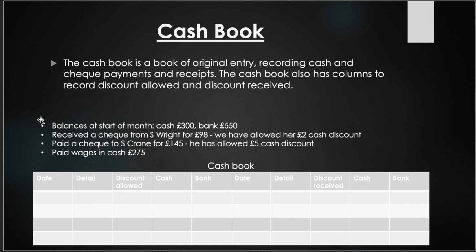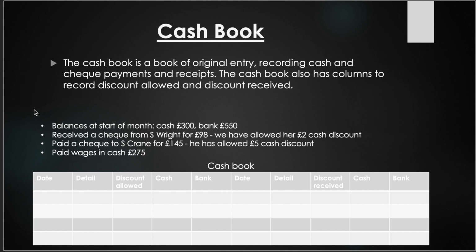Now we have the cash book. The cash book is a book of original entry, recording cash and check payments and receipts. The cash book also has columns to record discount allowed and discount received. If you don't know what discount allowed and discount received is, a discount allowed is when you give a discount on a product you sell. A discount received is when you receive a discount on a product you buy.